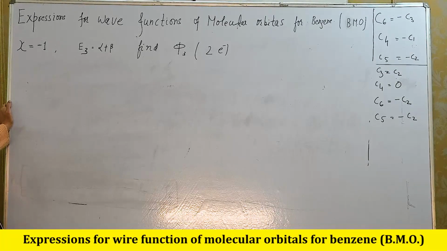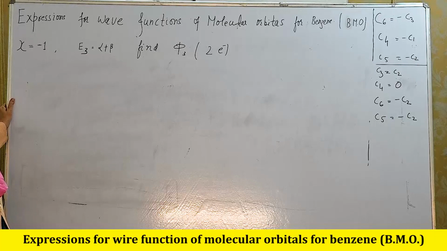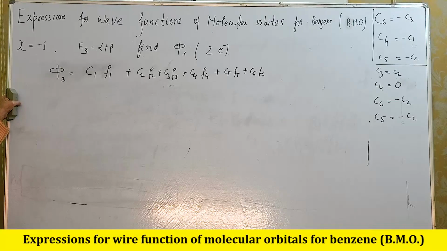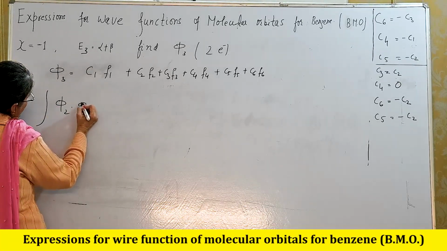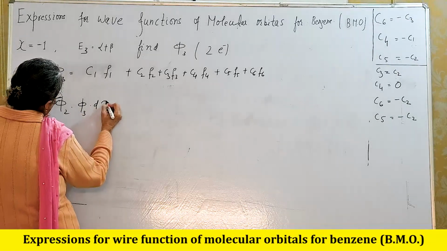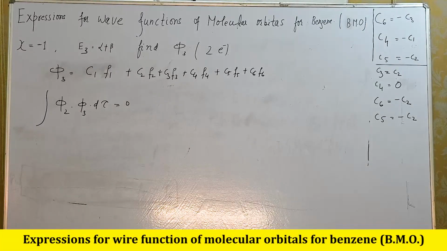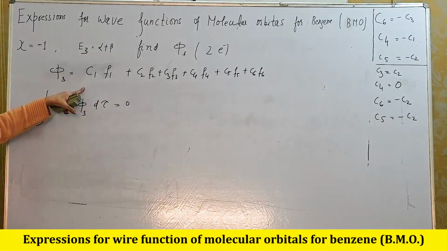So in this case we apply the condition of orthogonality. We know that every atomic orbital or molecular orbital is orthogonal to each other. So if we take that orthogonality condition, then the integral of phi 2 phi 3 d tau should be equal to 0. So we will take first, but we have to calculate these coefficients.